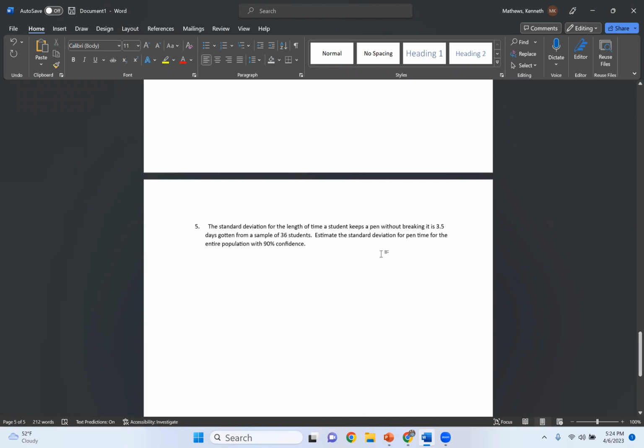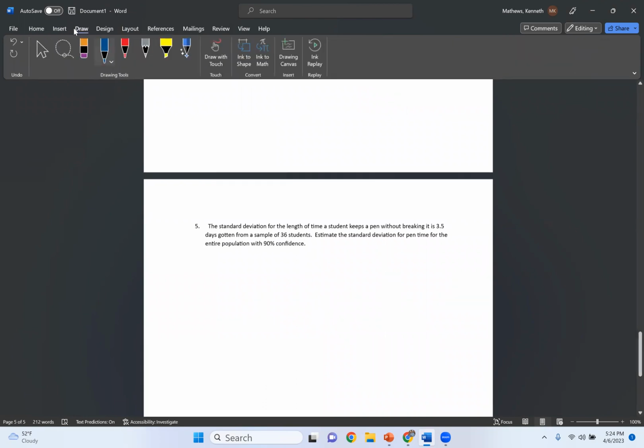Okay, so we're estimating standard deviation now. It says the standard deviation for the length of time a student keeps a pen in his pocket without breaking it is 3.5 days. That's S. S equals 3.5 days. And that's if we sampled 36 students, so N equals 36. Estimate the standard deviation for pen time for the entire population with 90% confidence. So the area of each tail would be 0.05.